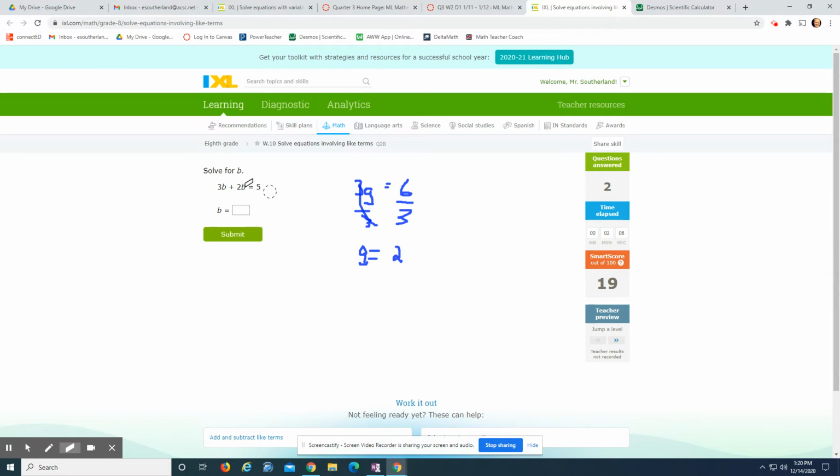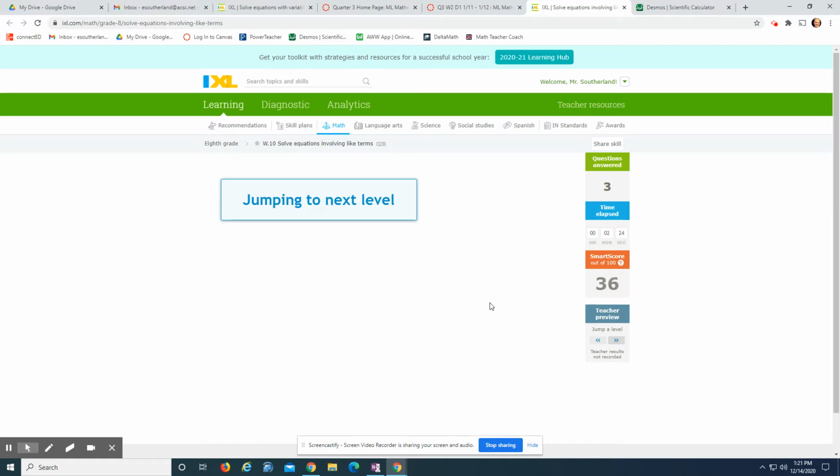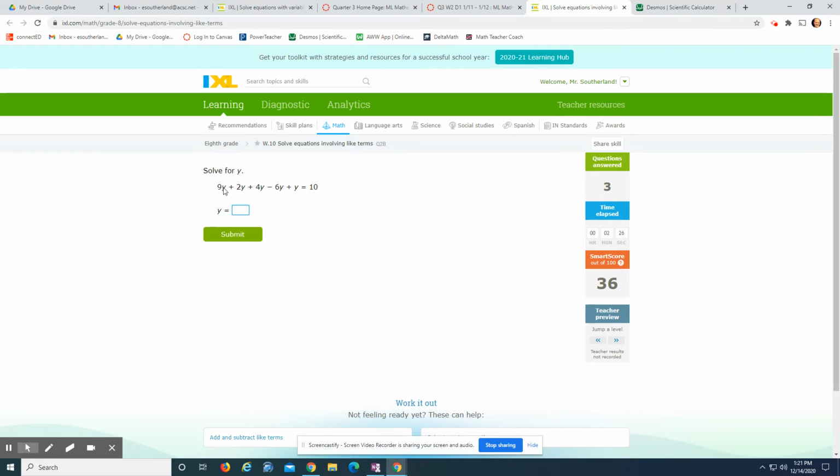This is the same type of problem. 3 plus 2b is going to give me 5b, and then I would divide by 5 on both sides, and I would get 1. We're going to skip this up to the next level so we can see a little bit harder of a question. You'll notice that it's a bunch of these things now.